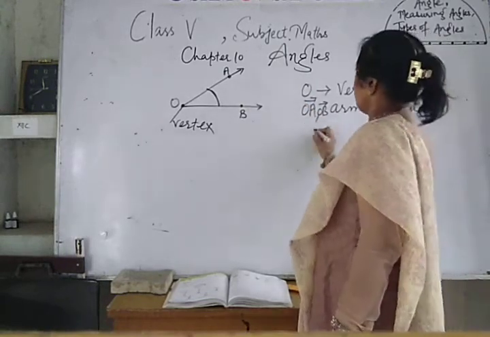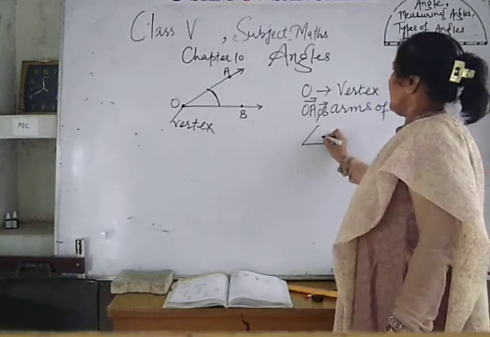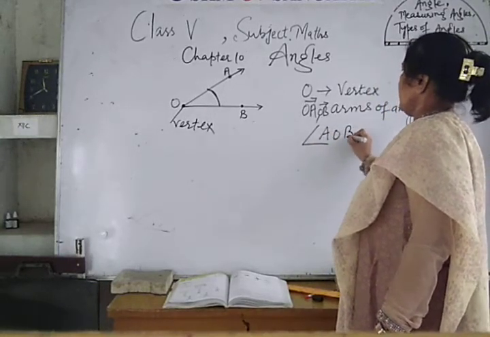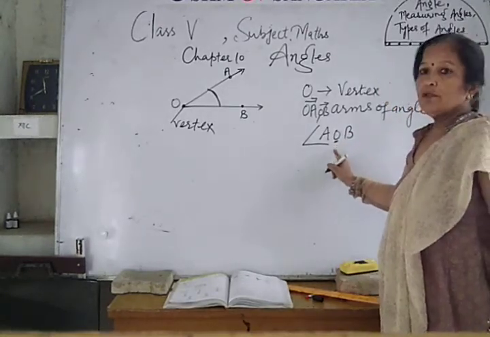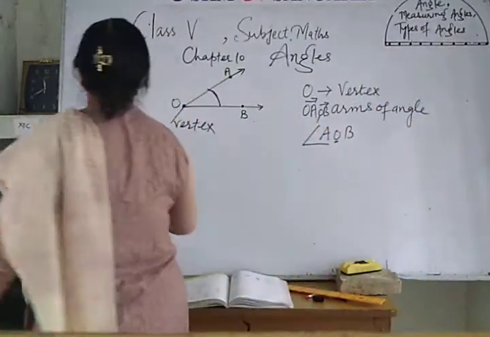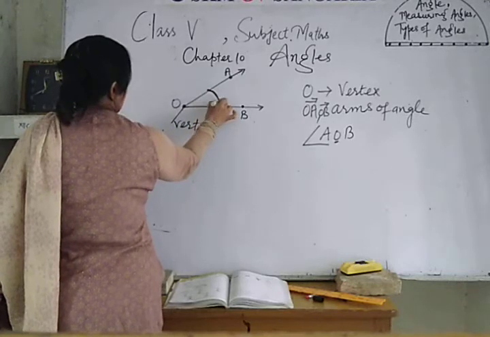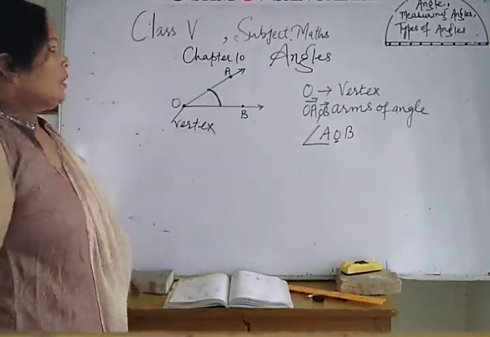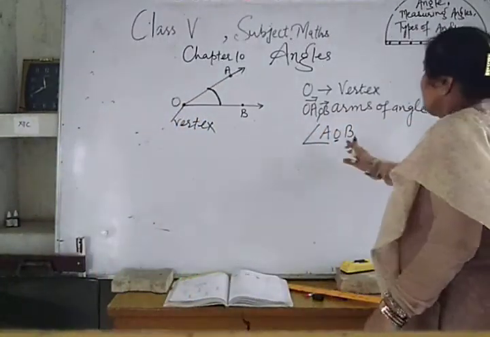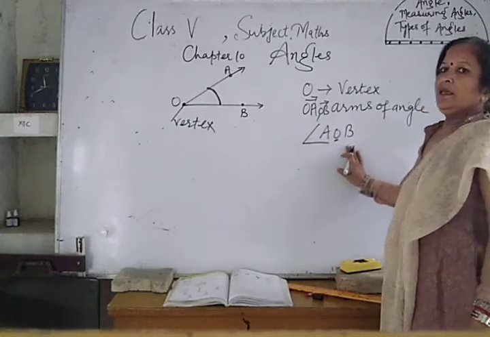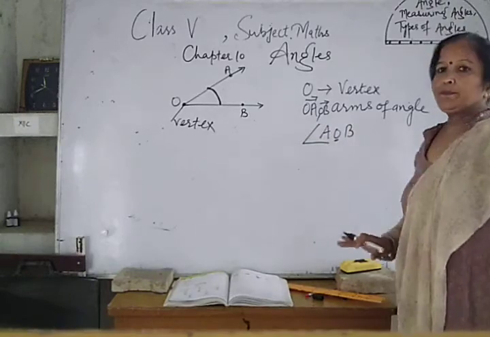Angle is written with a symbol. Okay, this is the symbol for writing an angle AOB. This O is written in the center because it shows the vertex. The vertex is kept in the center when we name any angle. So this will be written angle AOB.